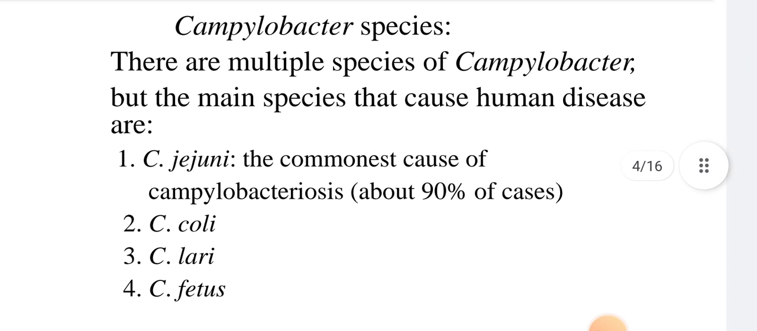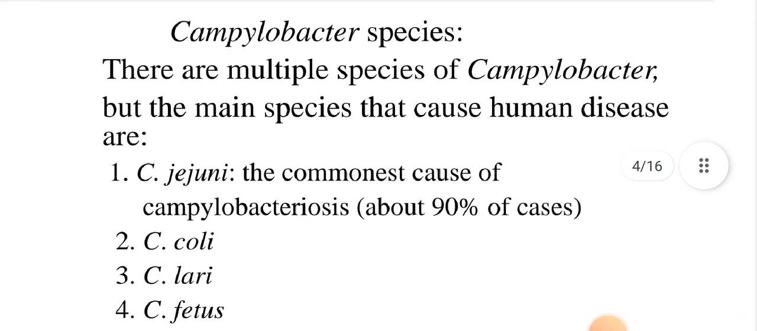There are multiple species of Campylobacter, but the main species that cause human disease are: 1. Campylobacter jejuni. This is the commonest cause of Campylobacteriosis. It causes about 90% of cases. 2. Campylobacter coli, 3. Campylobacter lari, and 4. Campylobacter fetus.